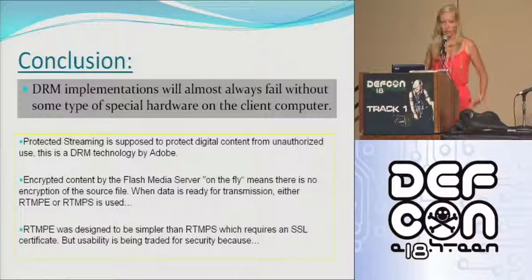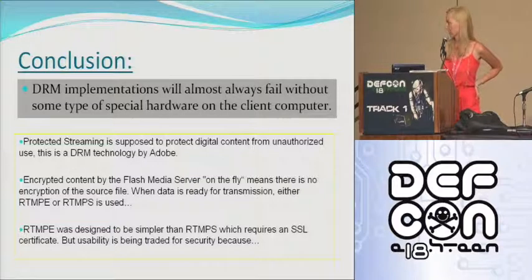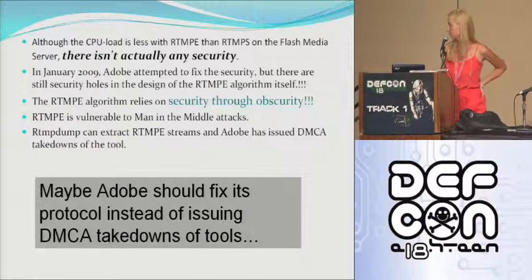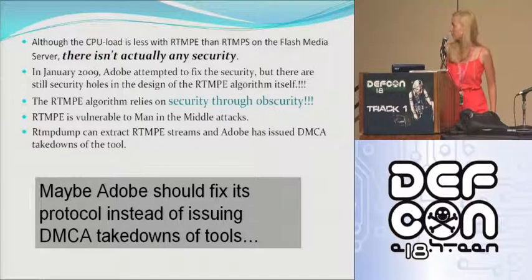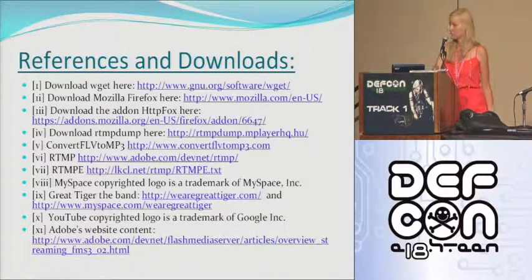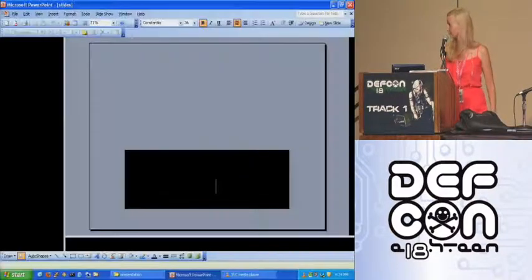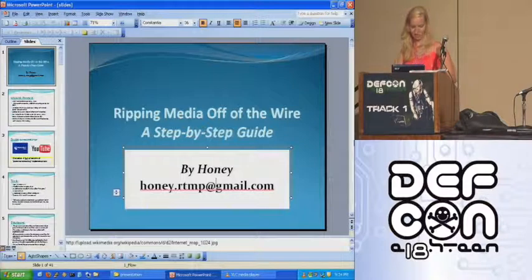They're recommending the RTMPE protocol over SSL, saying it's robust and everyone should be using that, and it doesn't protect against stream ripping. The RTMPE protocol, well, its implementation on MySpace is totally security through obscurity. I added the E and I can download stuff. That's not real security. And it's susceptible to man-in-the-middle attacks. There's references and downloads. All right, so that's my talk.